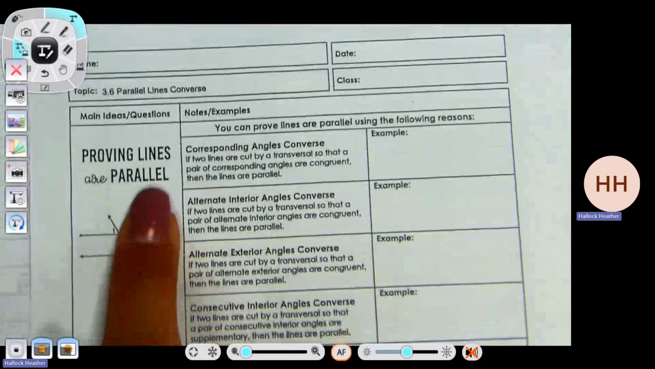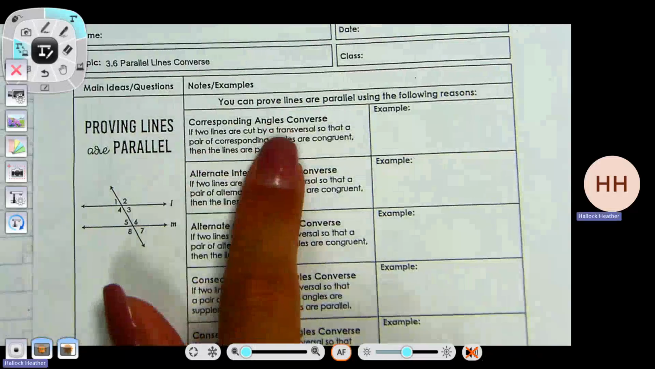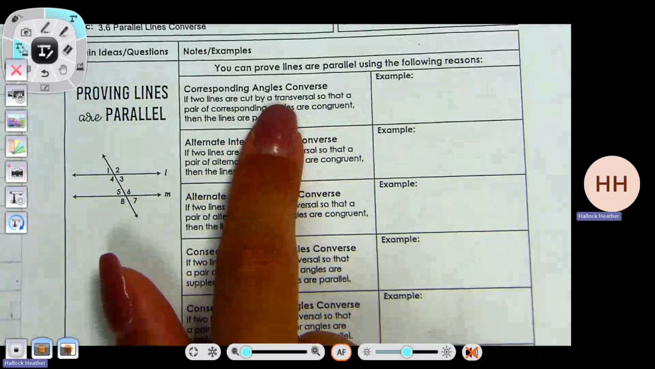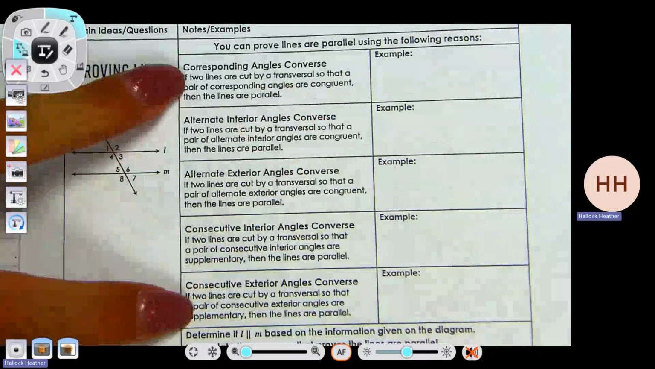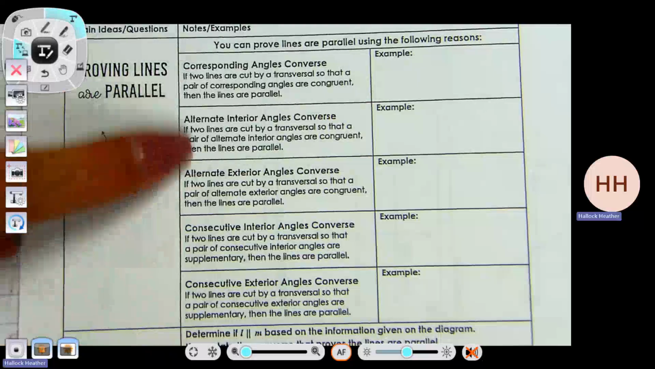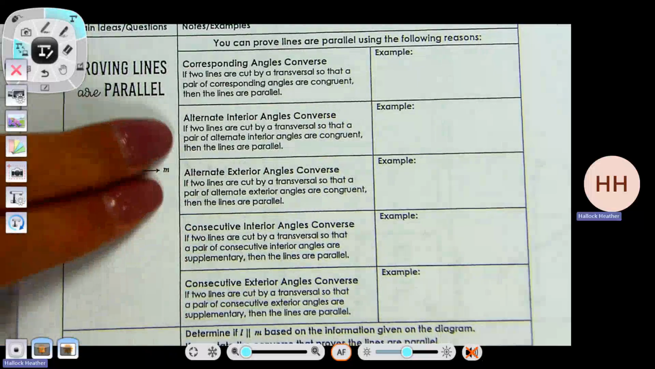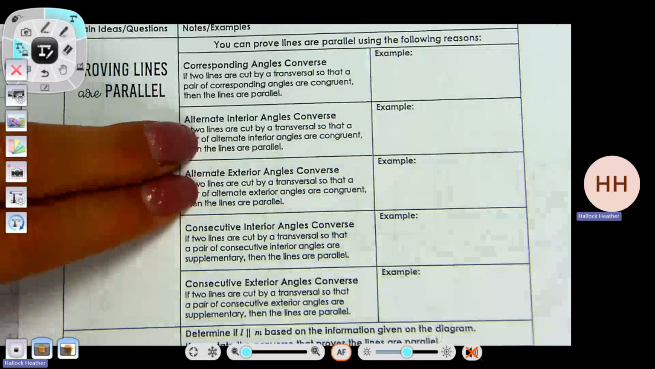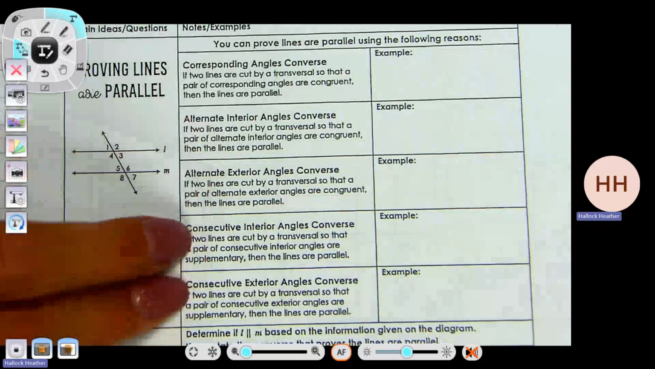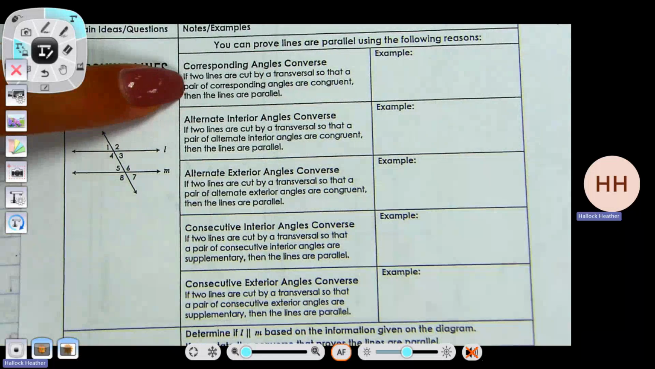So to prove lines are parallel, first thing we're going to do is there's 5 new vocabulary words for this chapter. Corresponding, alternate interior, alternate exterior, consecutive interior, consecutive exterior. Remember, we talked about these two are very similar. Alternate interior, alternate exterior. Consecutive interior, consecutive exterior. The only weirdo that everybody messes up on is the very top one, which is corresponding angles.